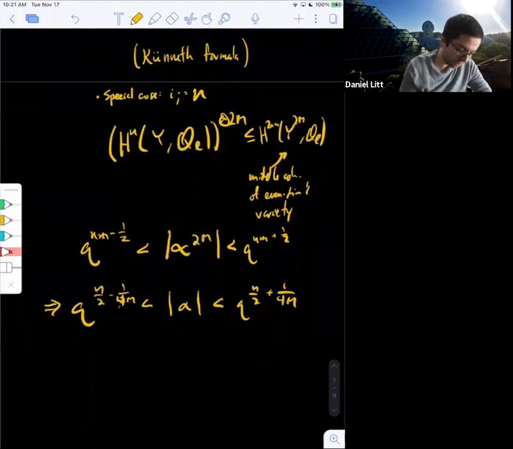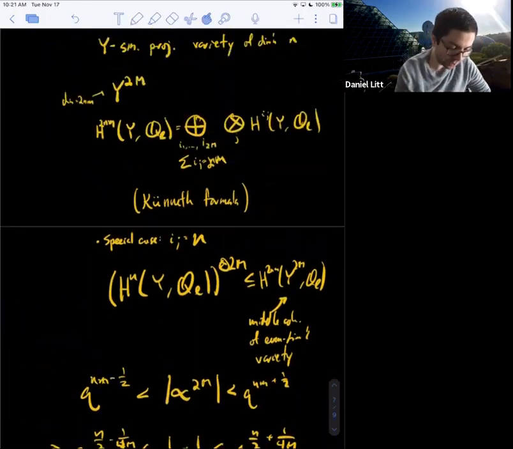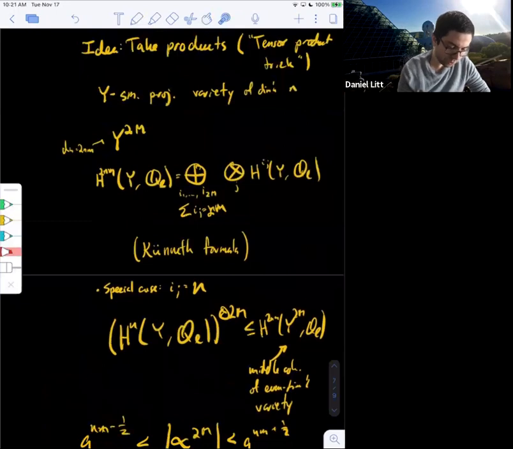Okay, and now taking the limit as m goes to infinity gives that the absolute value of alpha is q to the n over 2. This is what we're trying to prove. Okay, so that was a special case. So we've now proved this for the middle cohomology of all varieties.